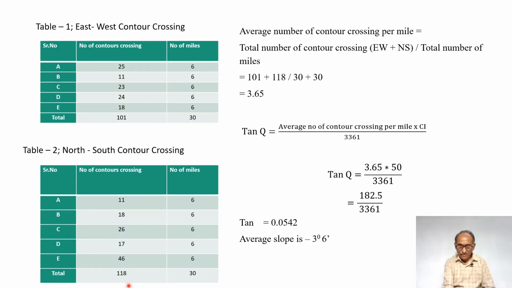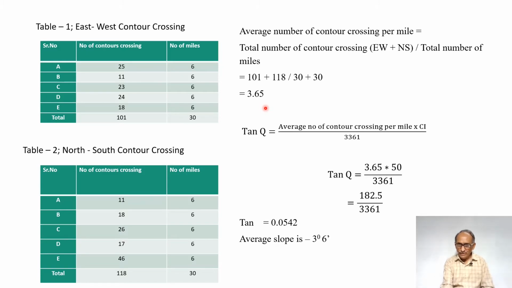118. Now as per this formula, we find the average number of contour crossings per mile. You have the total number of contour crossings in the east-west direction, that is this number 101, which we have taken here, plus the contour lines which cross north-south lines. So that number is 118, which we have taken here. And so we will add these two numbers and divide by the number of miles, which is 30 here and 30 here. So the total becomes 60. So this total divided by 60, the answer is 3.65.